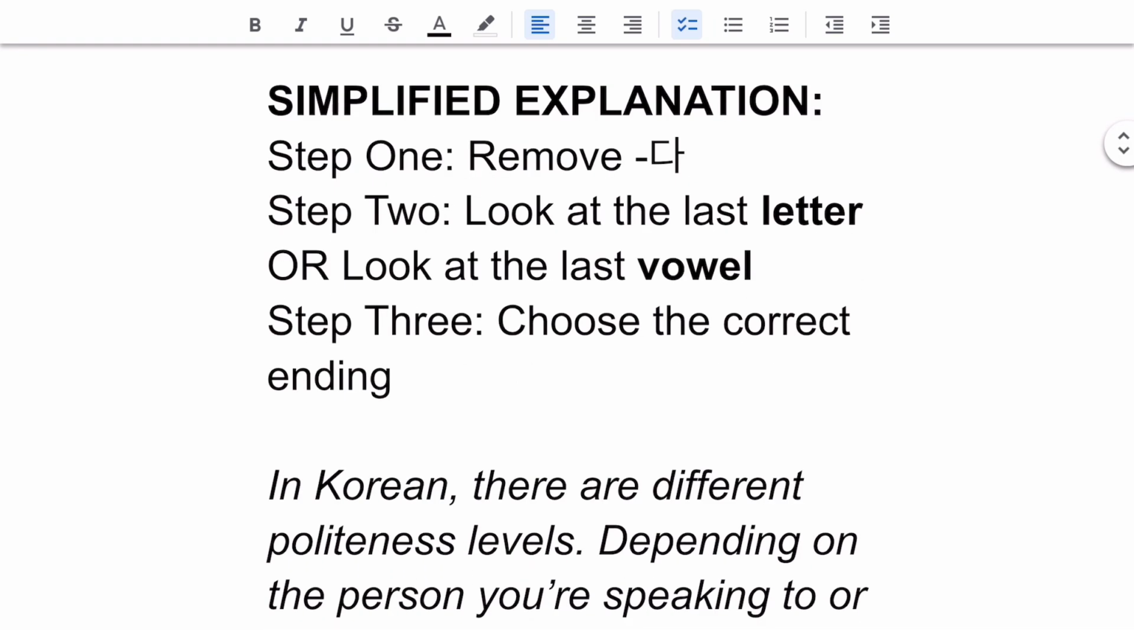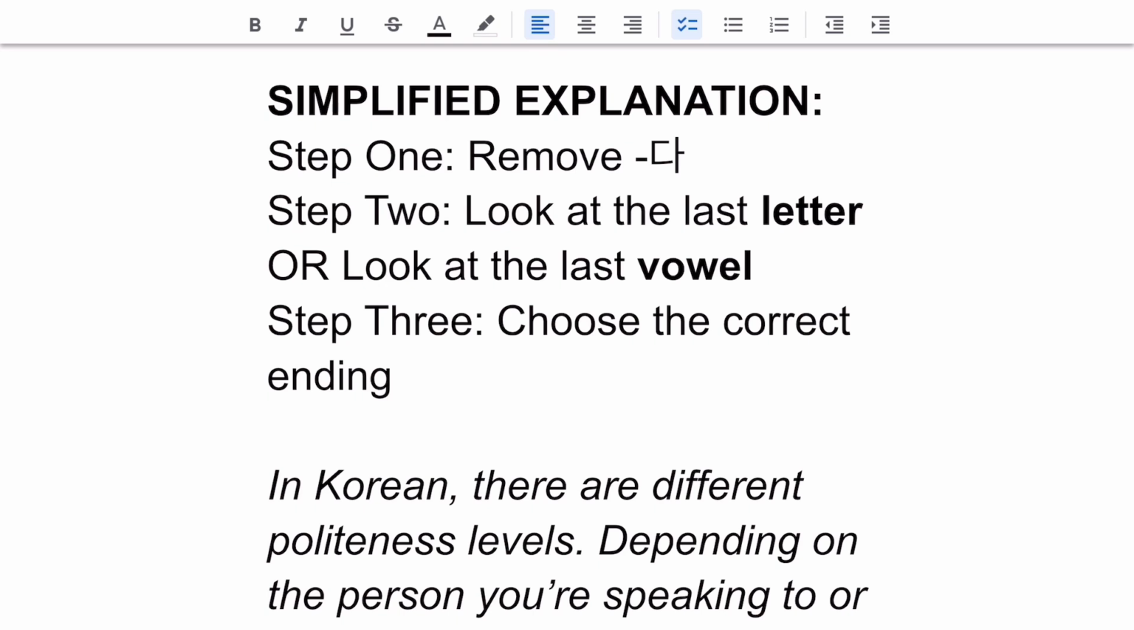Okay, so whenever I teach anybody conjugations these days, I have a little simplified explanation, I like to call it, that I present to them. So it's kind of like a little step-by-step to make it easier for conjugations. So our first step for present tense is to remove the da. Now, if you've been learning Korean for a while, you may have noticed that a lot of Korean words, or Korean verbs more specifically, end with a da at the end. So we have to remove that first.